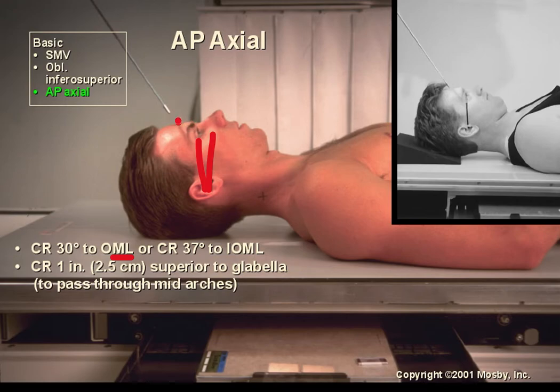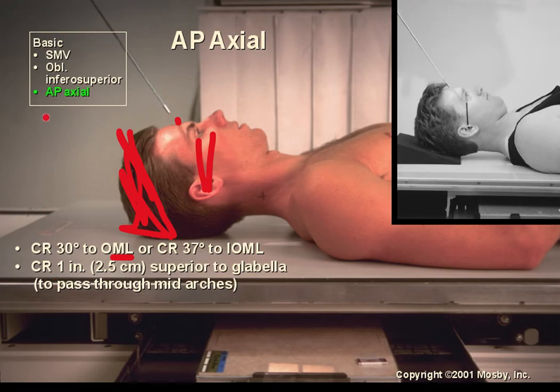Remember for the skull, we were clear above the glabella, okay? So now we're facial bones. We're not worried about the skull. We're not worried about the top of the skull. That can be clipped off. It's the facial bones we're interested in. So still 30 or 37 degrees.